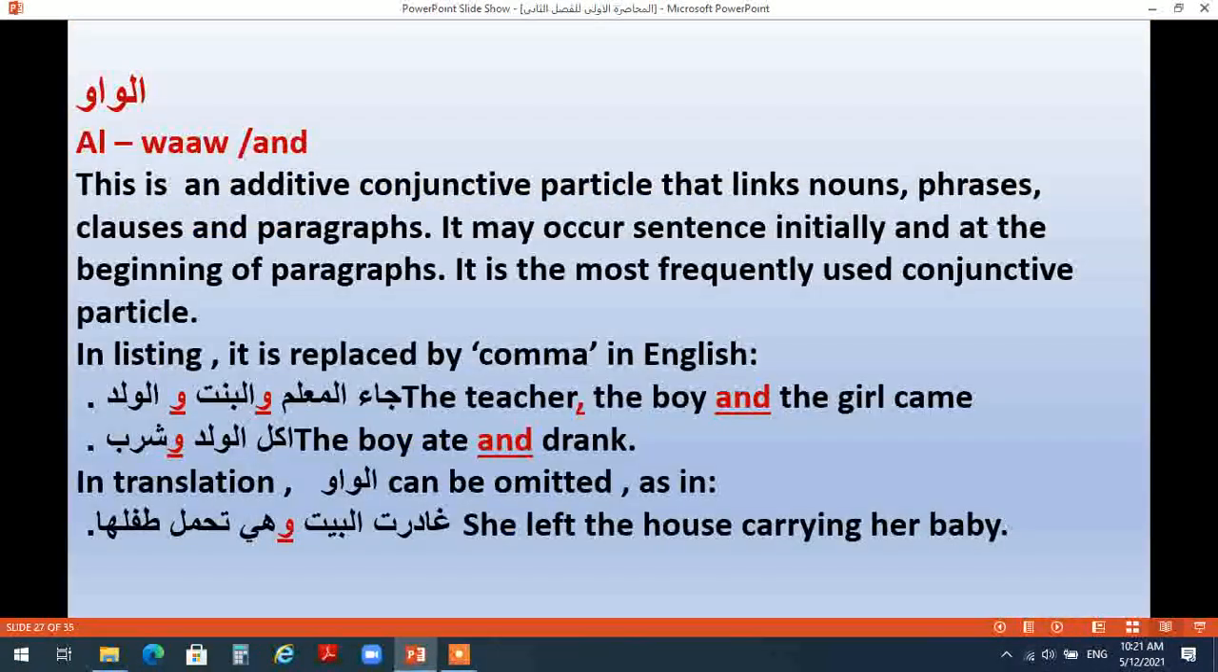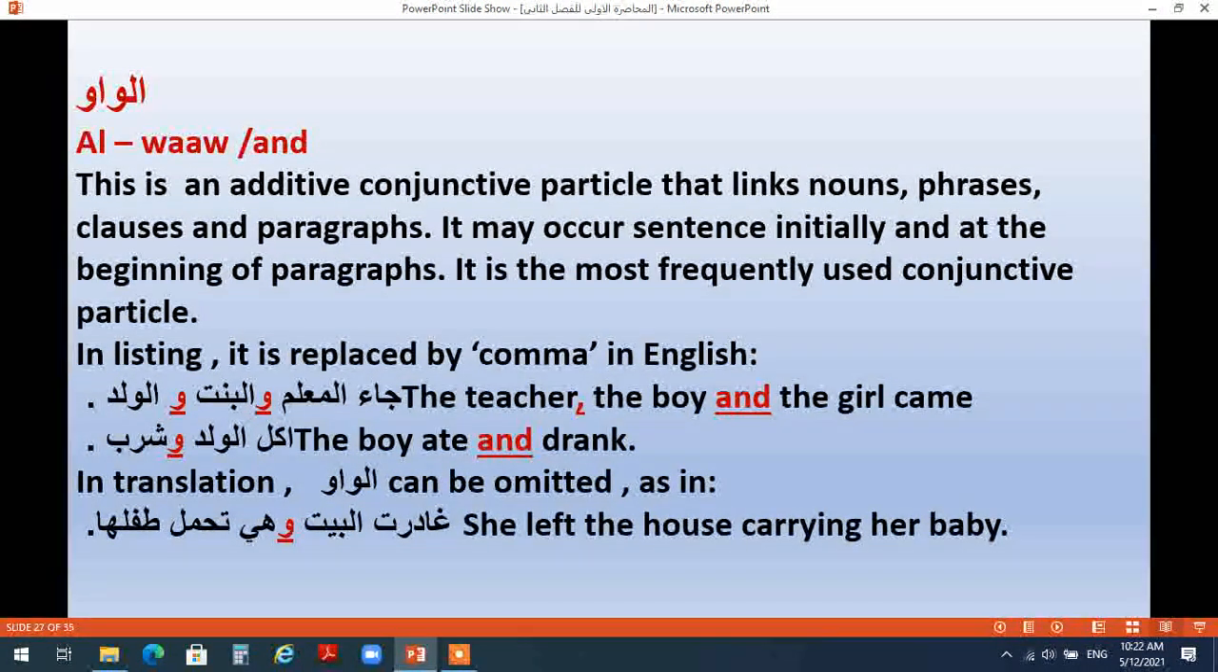Now نبدأ بالواو. This is an additive conjunctive particle that links nouns, phrases, clauses and paragraphs. إذا نستخدم الواو كأداة للربط وفيها معنى الإضافة، لأن نربط مثلا ما بين الأسماء أو العبارات الاسمية أو العبارات الفعلية أو حتى فقرات كاملة. It may occur sentence initially and at the beginning of paragraphs. ممكن أن نجد الواو في بداية الجملة وحتى في بداية الفقرة. It is the most frequently used conjunctive particle. نلاحظ أنه الواو هي من أكثر أدوات الربط استخداما في اللغة العربية.